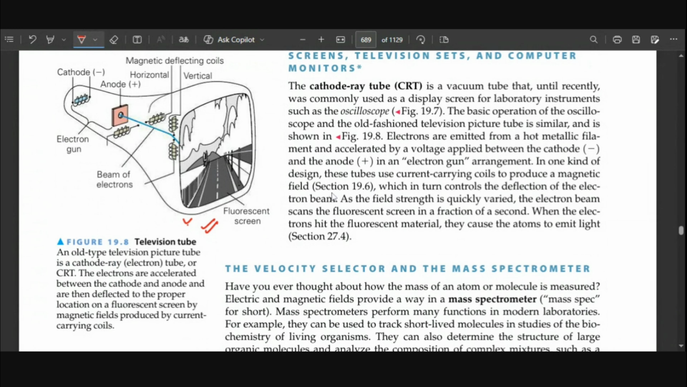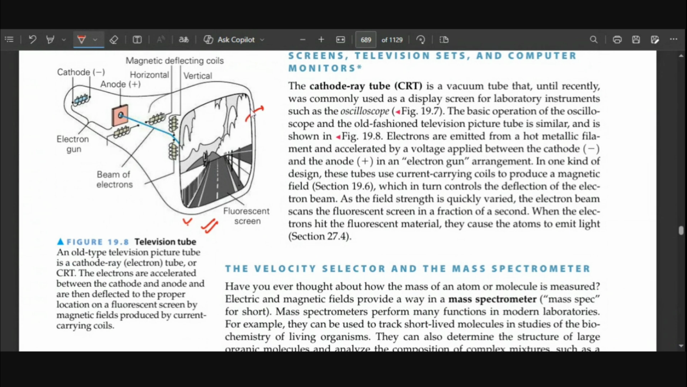In one kind of design, these tubes use a current carrying coil to produce a magnetic field. These are placed in such a way that the magnetic force acts on the charged particle so that it can be deflected from its actual motion, so that more charged particles fall onto the fluorescent screen. What is this exactly? This is a fluorescent screen.